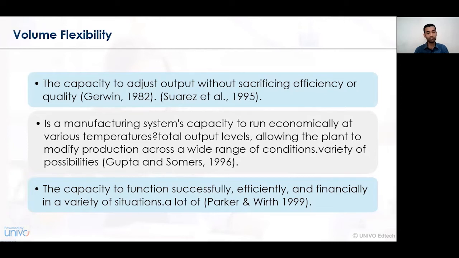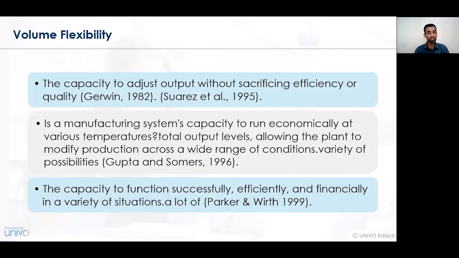Another concept was given by Gupta and Somers in the year 1996. It focuses on the manufacturing system's capacity to run economically at various levels, may it be related to the output level, the plant modification across the range, and so on.